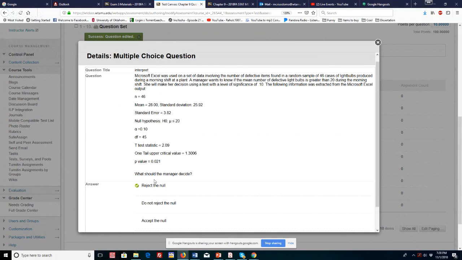So two ways that you could have figured out to reject the null would be to look at the p-value and compare it with your alpha, or you could look at your test statistic and compare it to your critical value.